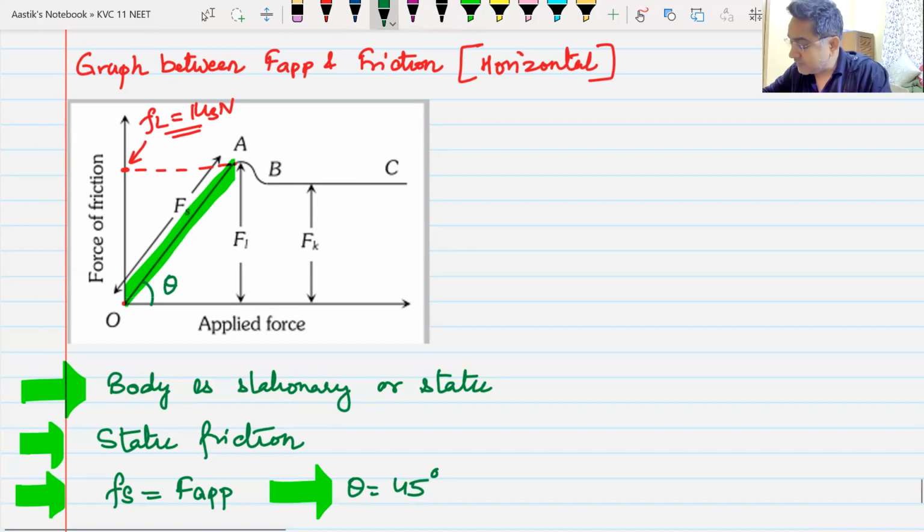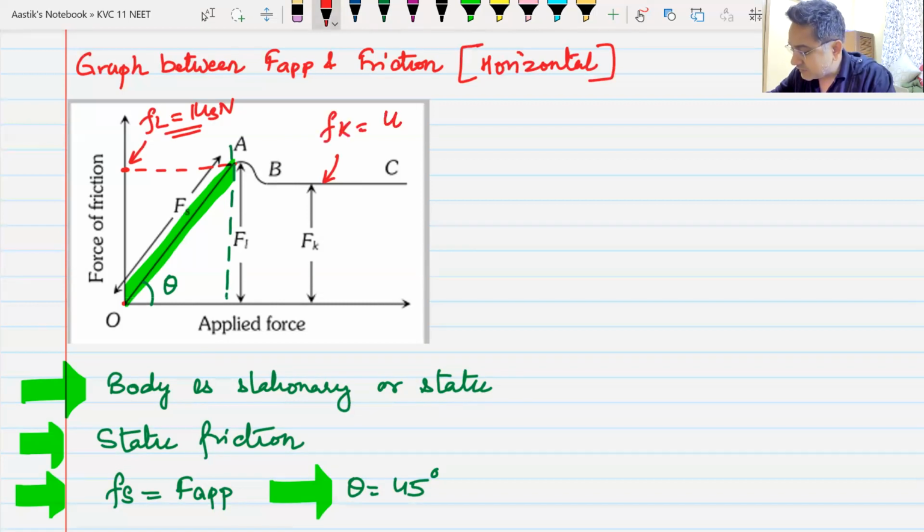Now after this green zone, the green zone ends here. After this green zone, friction dips a bit and then it reaches its kinetic range. Here the friction is kinetic friction, which is equal to mu k into N, and the body is moving. So in this pink zone, the body is moving. Motion starts, body is moving.